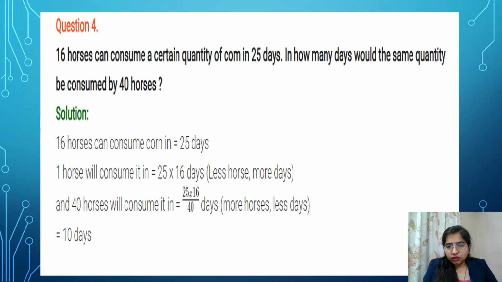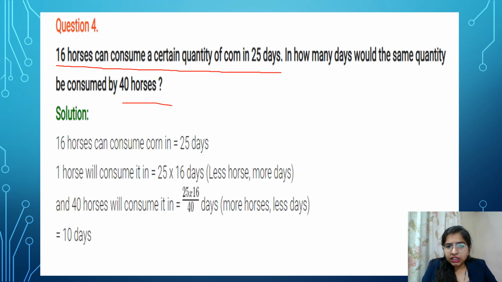Question number 4. Listen, students. In question number 4, what is given? 16 horses can consume a certain quantity of corn in 25 days. In how many days would the same quantity be consumed by 40 horses? Right? 16 horses can consume it in 25 days.